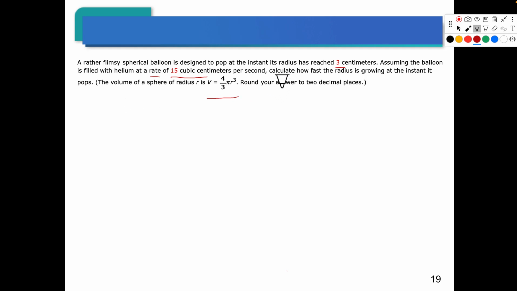Okay, that's something. Calculate how fast the radius is growing at the instant it pops. Okay, so when does it pop? When the radius is 3 centimeters. So we have to kind of go back and forth on these things. So again, we start with the formula. Volume equals 4/3 pi r cubed.